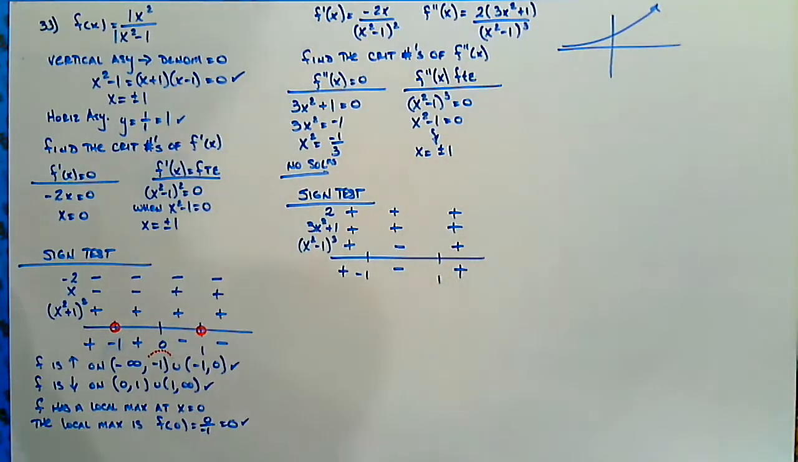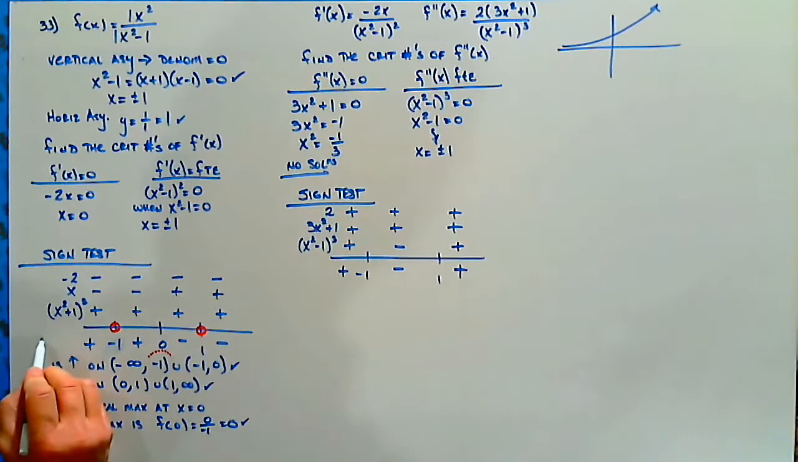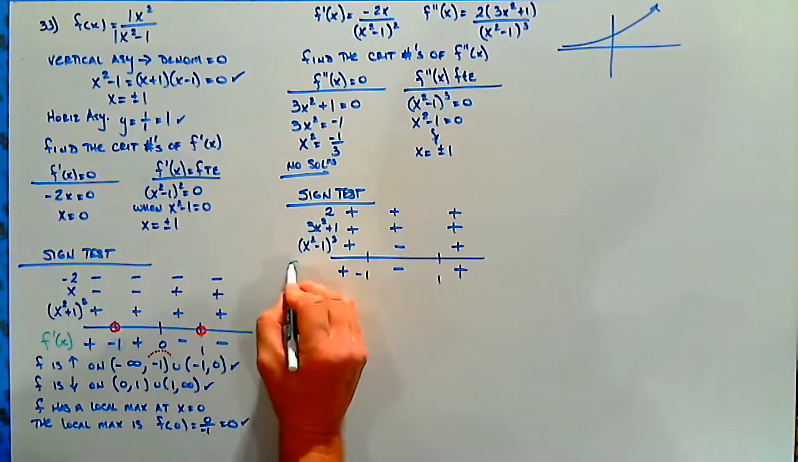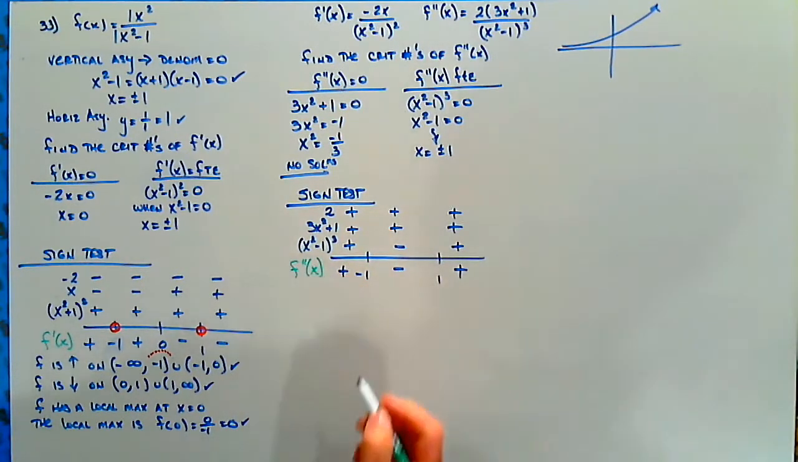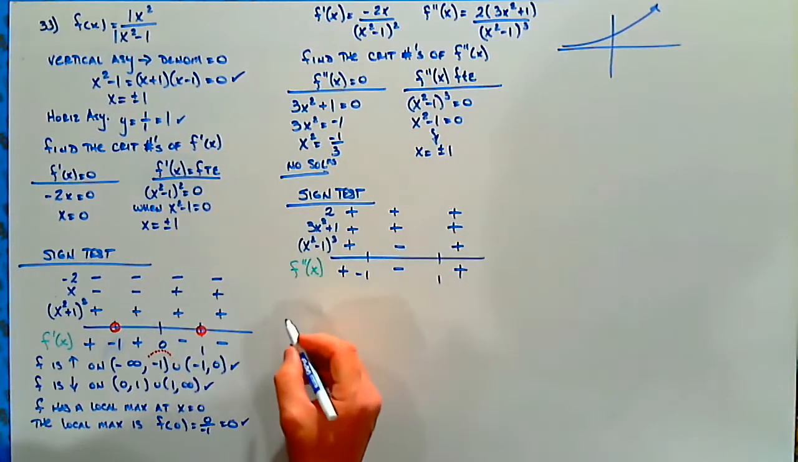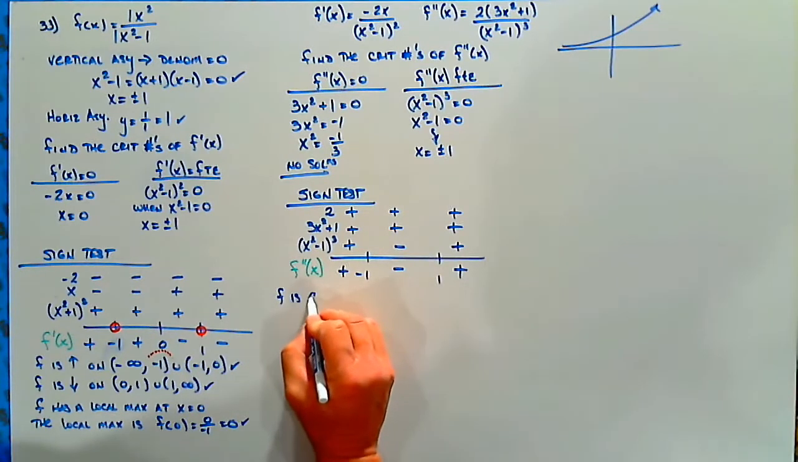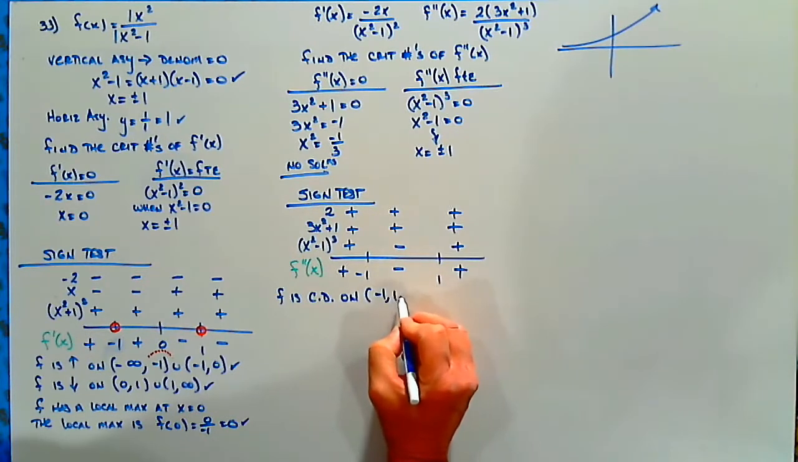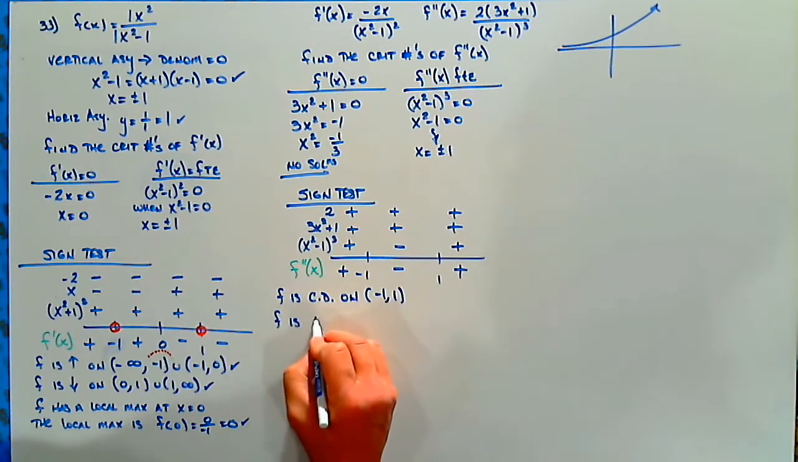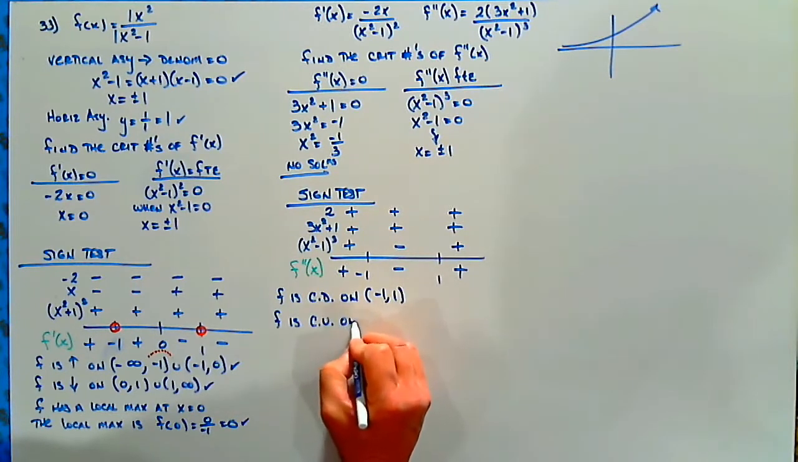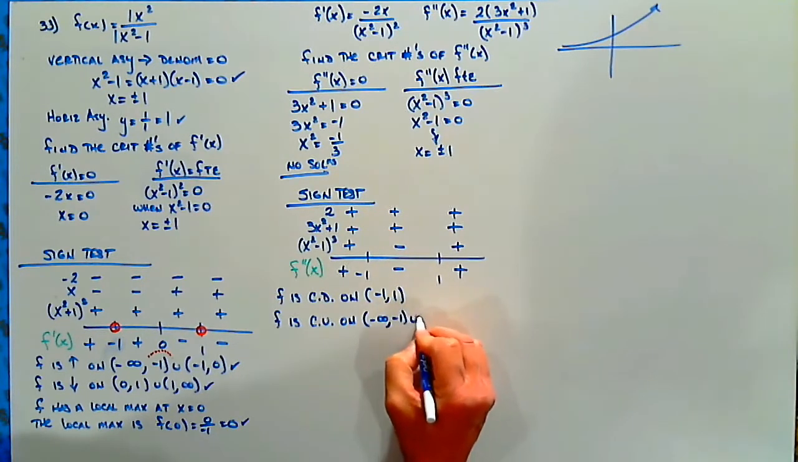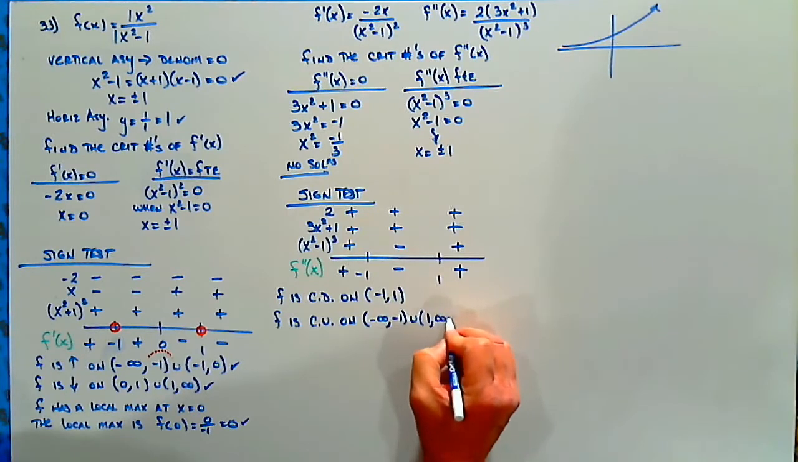Now don't forget, the reason we do this sign test is that this is the sign of the second derivative. And so we can write our conclusions down, can't we? We can say f is concave down on -1 to 1. F is concave up on -infinity to -1 union 1 to positive infinity.